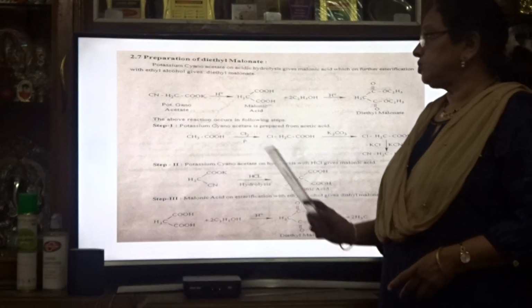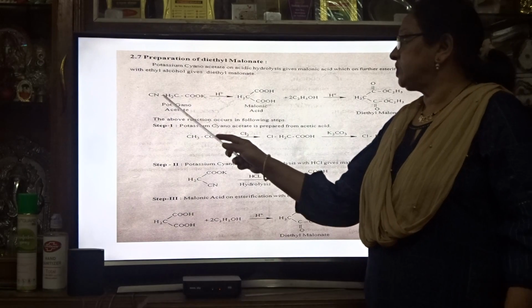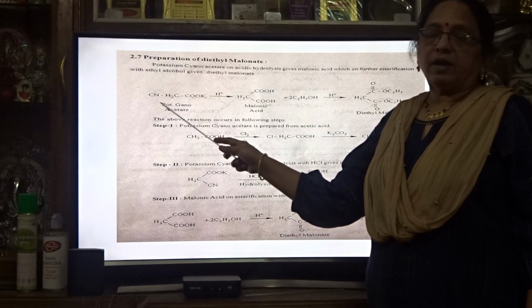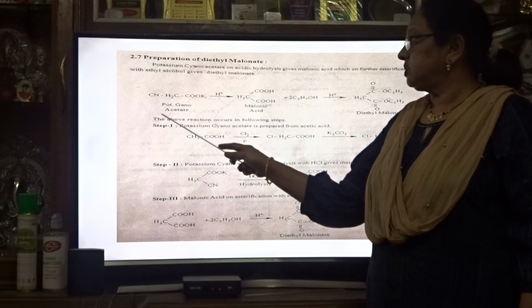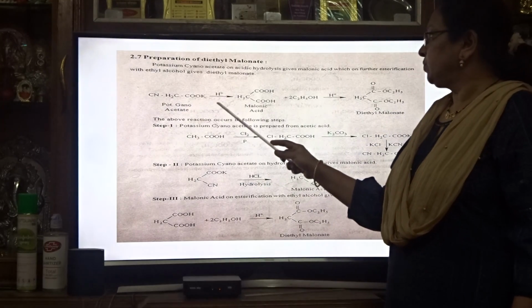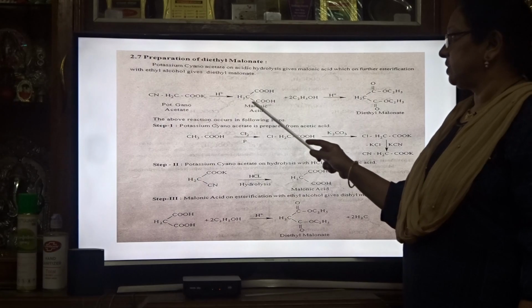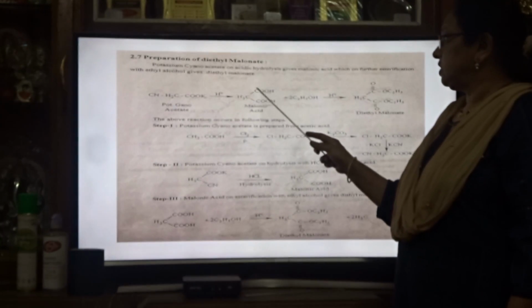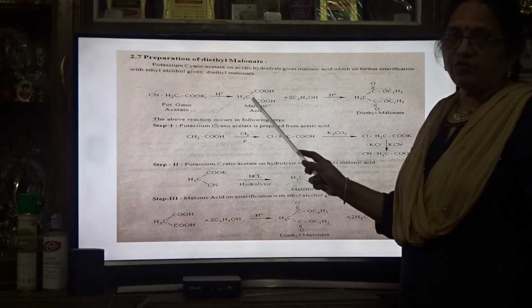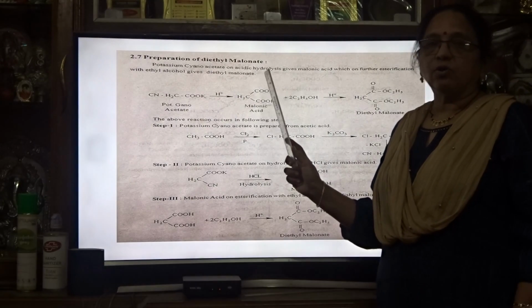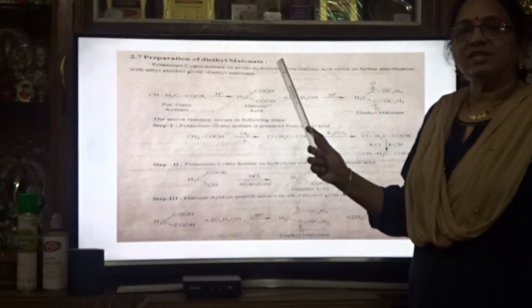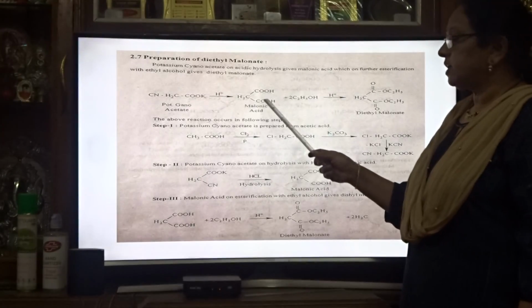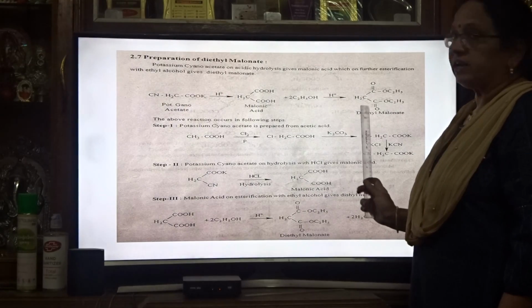If you write the formula of acetic acid, CH3COOH, in the place of H you write K, so potassium. In the place of one more H of the CH3 group, we write CN, then it is cyano. Potassium cyanoacetate on acidification gives malonic acid. Malonic acid is an aliphatic dicarboxylic acid, CH2(COOH)2. Then esterification: you know what esterification is? When acid and alcohol react, an ester is formed. It is known as the esterification reaction. So here the carboxylic acid and alcohol react and you get the ester.